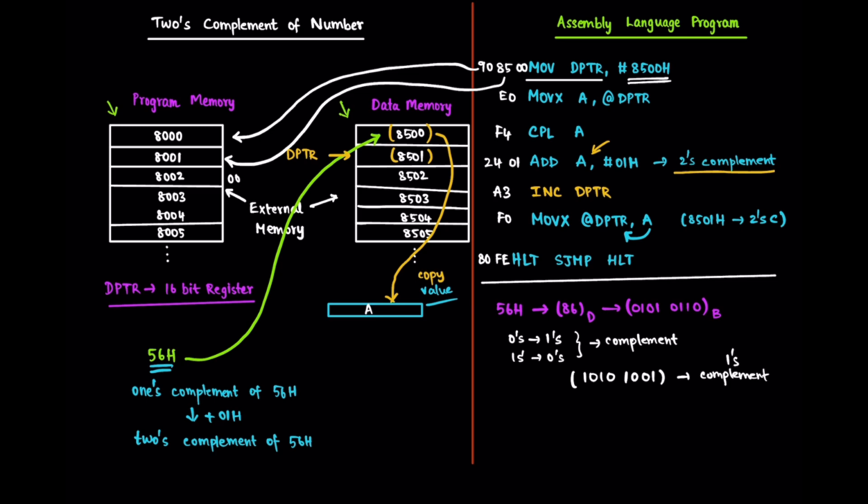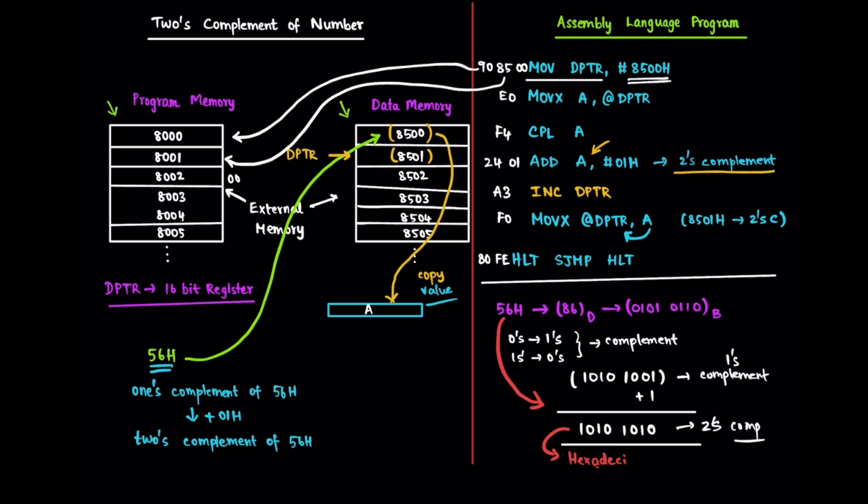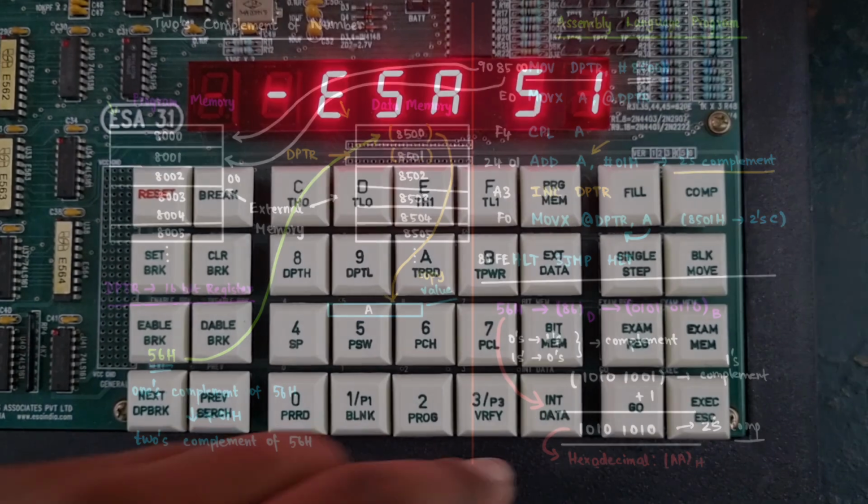To find the 2's complement, you just have to add 1 to this. That will result in 1010 1010. This is the 2's complement of 56H. If you convert this into hexadecimal, you are going to get AA as the hexadecimal equivalent. Now let's verify this using the 8051 microcontroller.